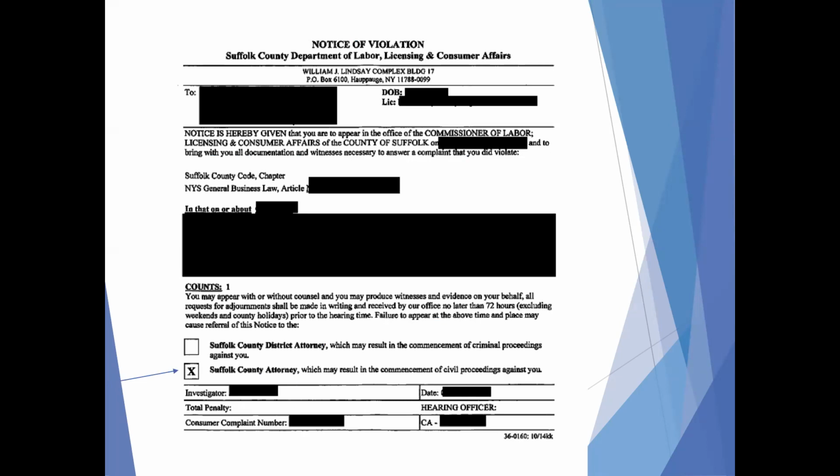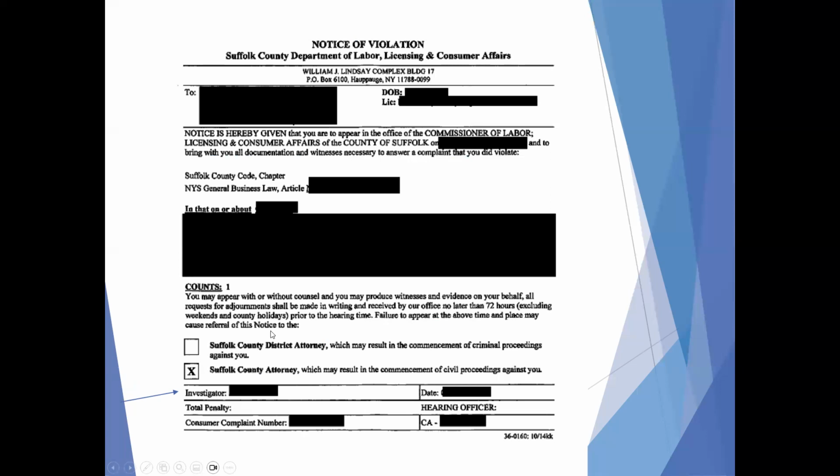So down here, you're going to see 2 boxes. Typically, the one that's checked is Suffolk County Attorney, which essentially means if you're found to have committed the violation and it's sustained, there's going to be some kind of a penalty asserted against you. And if you don't pay it, it can be referred to the Suffolk County Attorney for collection. The box you really don't want to see checked is above that, the Suffolk County District Attorney. That means whatever you have been accused of doing is also a crime, and Consumer Affairs may refer this matter over to the District Attorney to pursue possible criminal charges.